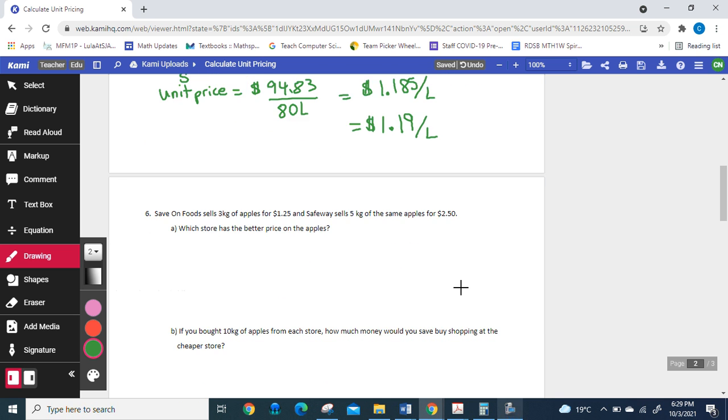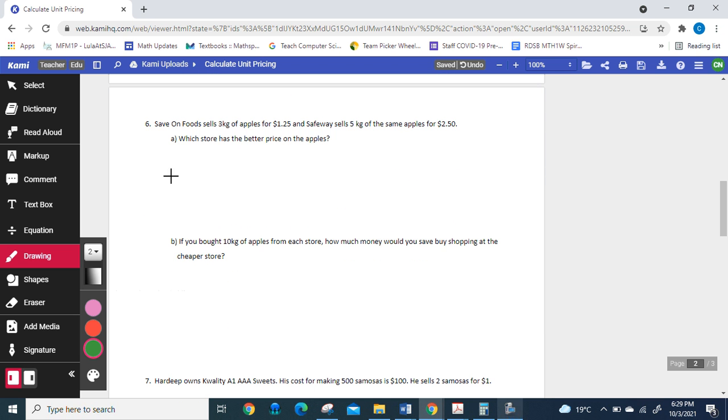Let's try some more. Save on Foods sells 3 kilograms of apples for $1.25. And Safeway is going to sell 5 kilograms for $2.50.